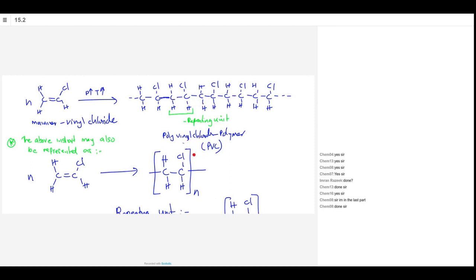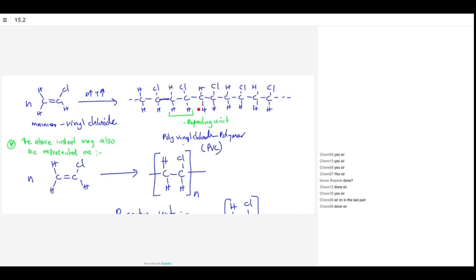That means you show one repeating unit, put a square bracket, and put n, right? But sometimes in the exam, they say to draw the polymer showing 3 repeating units, and you should draw only 3 repeating units. In that case, you should never put a square bracket or n. Square brackets and n are used only if you're using a single repeating unit to represent the polymer. Please copy this on the next page.